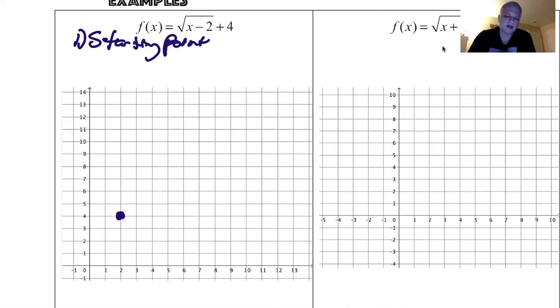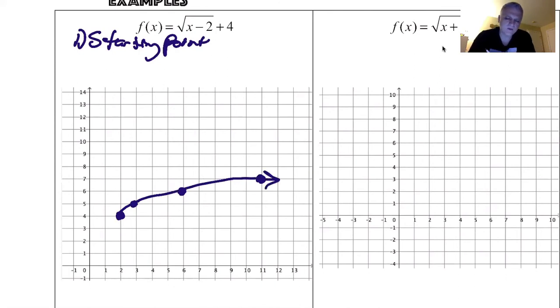Now, I'm going to go to the right one. I'm going to go up one. I'm going to go to the right 4 and up 2. And I'm going to go to the right 9 and I'm going to go up 3. Starting point, smooth curve through the 3 points.